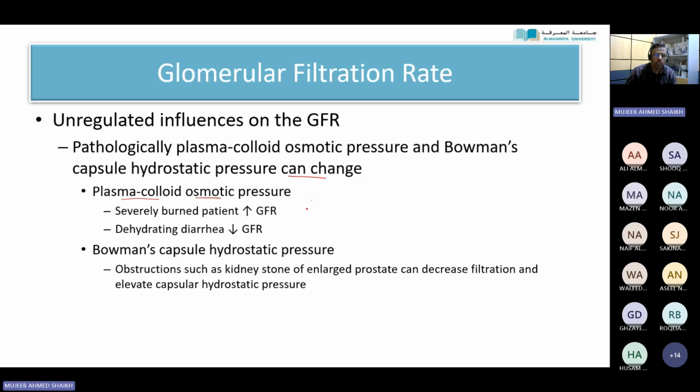This will lead to decreased colloidal osmotic pressure, and this will lead to increased GFR. Similarly, dehydration will lead to concentration of the plasma protein, or an increase in the colloidal osmotic pressure in the capillaries, and that's why it will lead to a decrease in GFR. Similarly, Bowman's capsular hydrostatic pressure will increase in any obstruction like kidney stones or enlarged prostate. This will cause an increase in Bowman's capsular hydrostatic pressure. PBC will be increased.